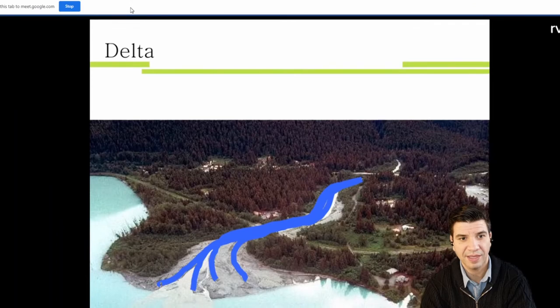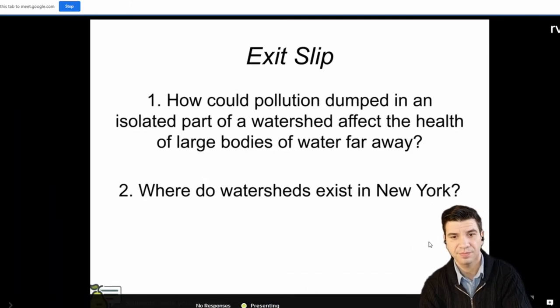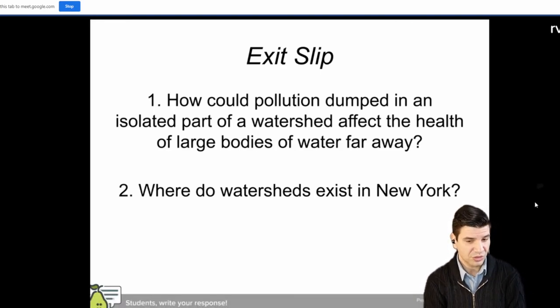I do want to send you back to today's exit slip. The exit slip says it's two questions, and you can pick one of these. How could pollution dumped in an isolated part of a watershed affect the health of large bodies of water far away? And your second option, number two, where do watersheds exist in New York? To pick one of the two, I want you to answer it. Please make sure you include your name.